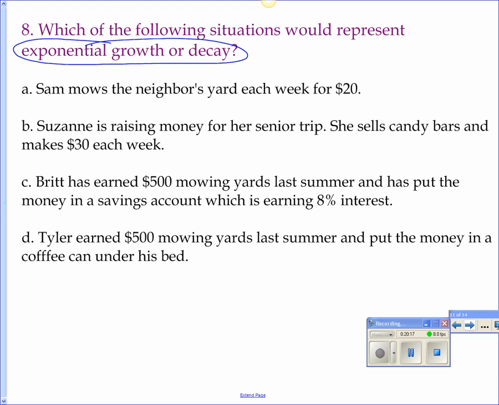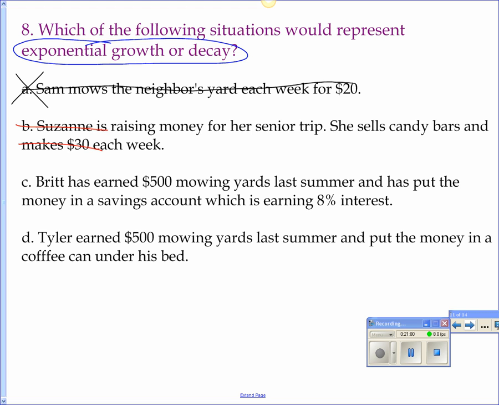All right, A says Sam mows the neighbor's yard each week for $20. So what does he get every week? $20. That means he's getting a constant amount of money. It's staying 20. Okay? Does constant fit the definition of exponential? No. So A doesn't work. Okay? B, Suzanne is raising money for the senior trip. She sells candy bars and makes $30 each week. So every week she's making the same amount. She's making $30. Is that exponential? No. Exponential is not constant.